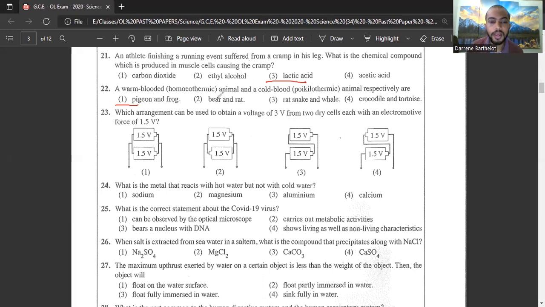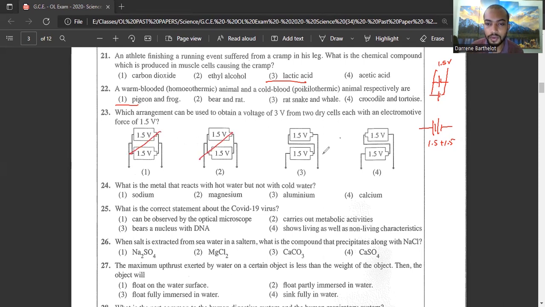Question number 23. Which arrangement can be used to obtain a voltage of 3 volt from 2 devices, each with an electromotive force of 1.5 volt? To get a voltage of 3 volt, the batteries should be connected in series. That's how you get 3 volts, 1.5 plus 1.5. But if you connect these two in parallel, you will get 1.5 volts only. So you have to choose the arrangement with a series connection. When you take 1 and 2, they are parallel connections. So these two are wrong.